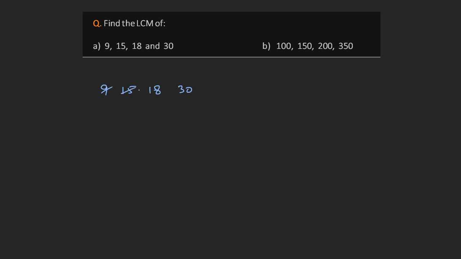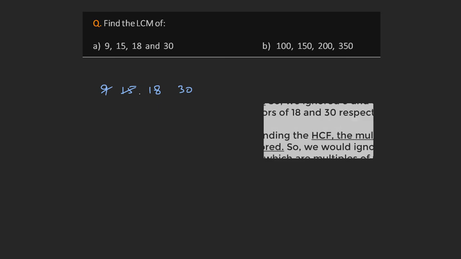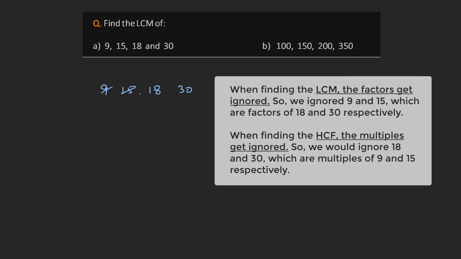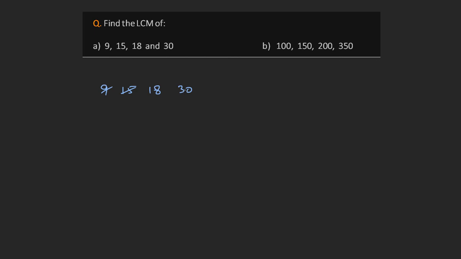It's very similar to what we did with the HCF, but with one important difference. When finding the HCF, we ignore the multiples, and when finding the LCM, we ignore the factors. Keep that in mind. Okay, so now we have 2 fewer numbers to worry about, and 30 is the larger of the 2 that remain. So let's try the multiples of 30. The first one would be 30 itself.